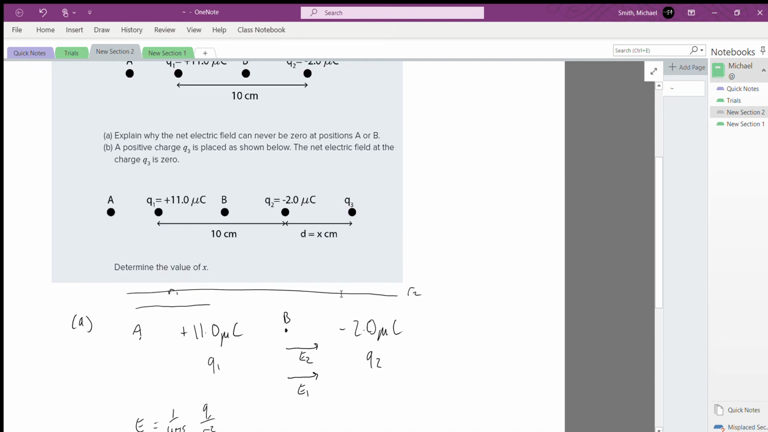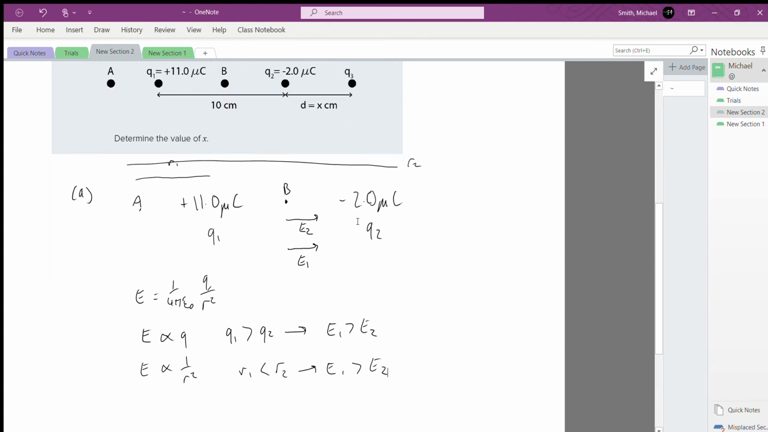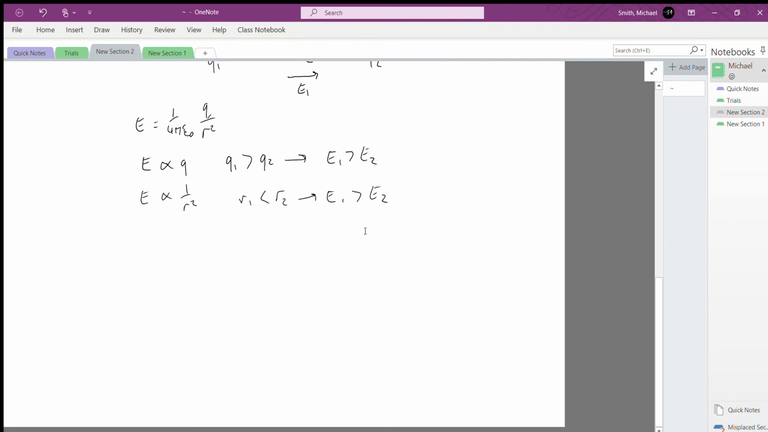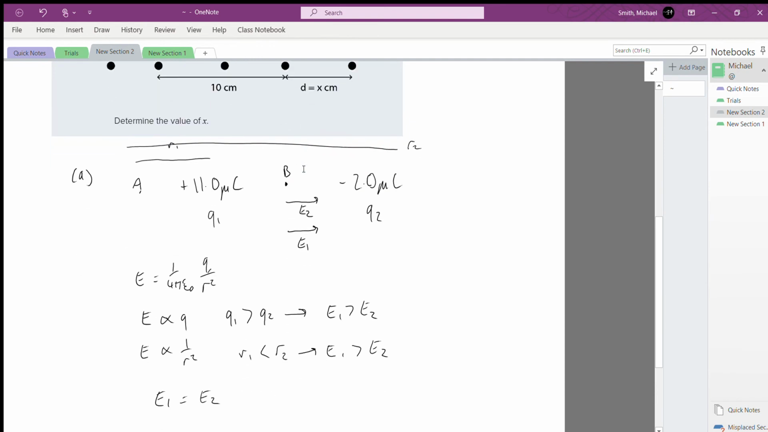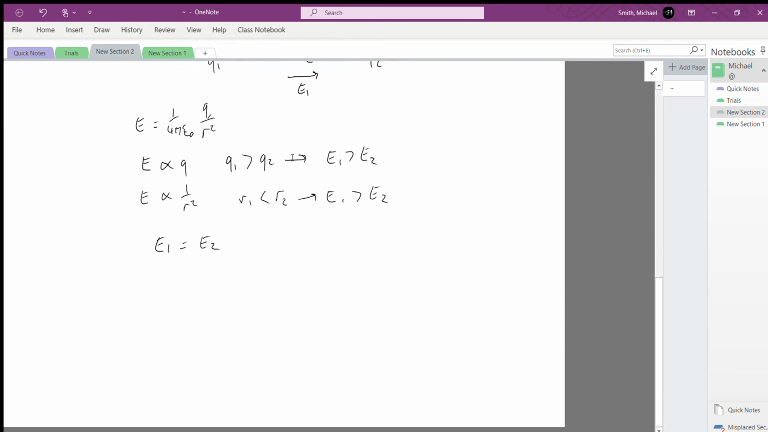Alrighty, so now we have a charge Q3 over here, placed to the right of Q2. We are told that the net electric field at Q3 is 0. What is the value of x? So the question says that the magnitude of the electric field due to Q1 has to be equal to the electric field due to Q2 because the net electric field is 0. So we can write an expression for that, and hopefully some things cancel out.